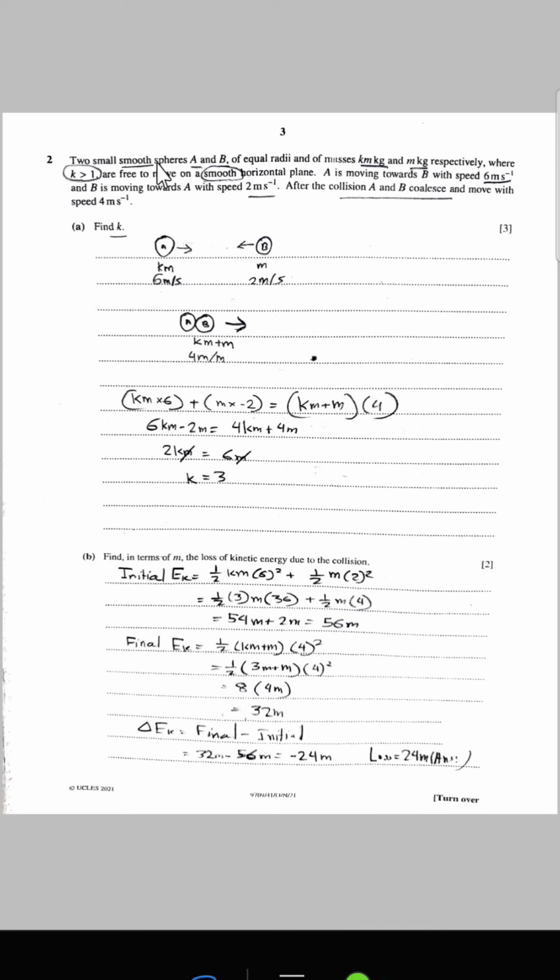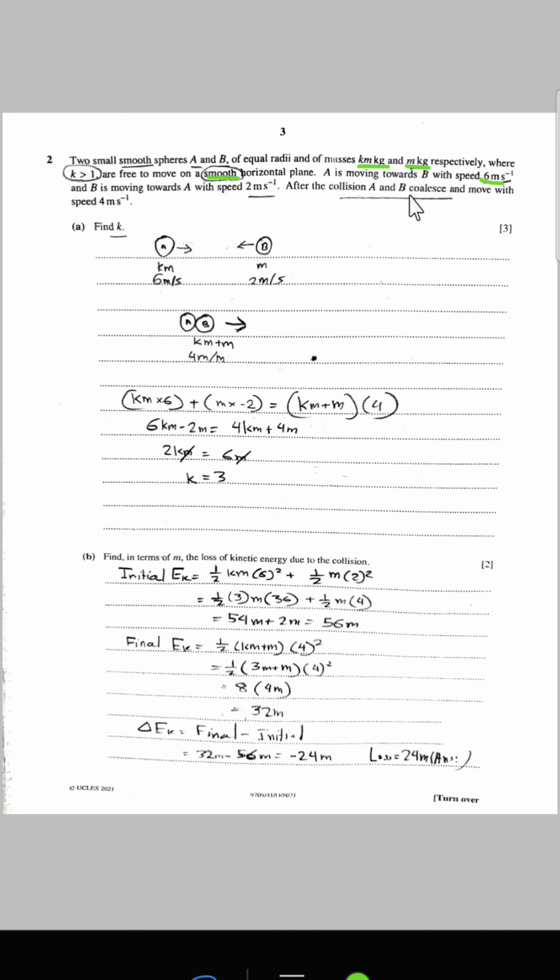Two small smooth spheres A and B of equal radius and mass km kg for A, m kg for B respectively, where k is greater than 1, and are free to move on the smooth horizontal plane. That means there is no friction. A is moving towards B with a speed of 6 meters per second, and B is moving towards A with a speed of 2 meters per second.